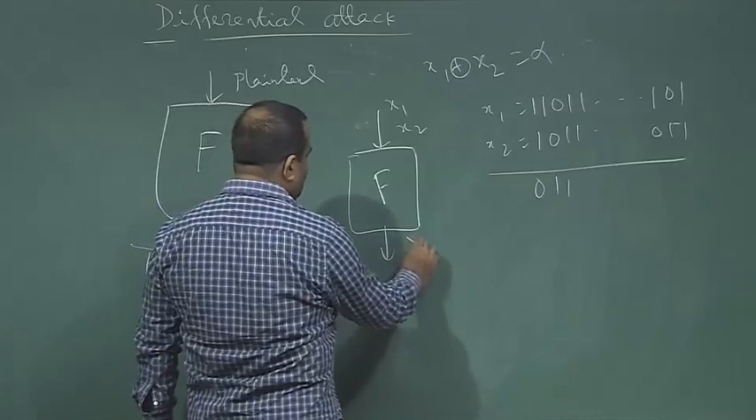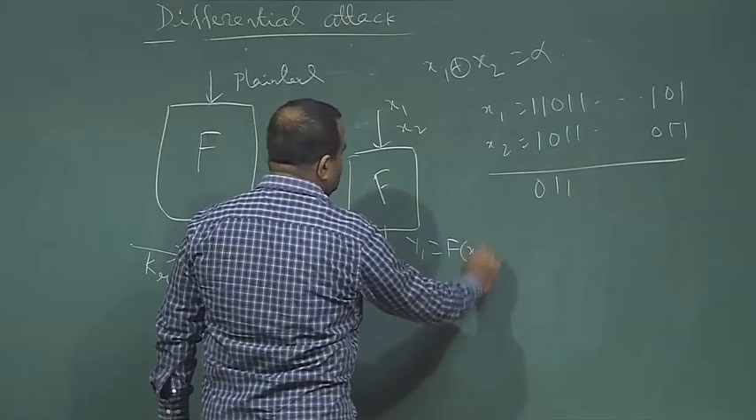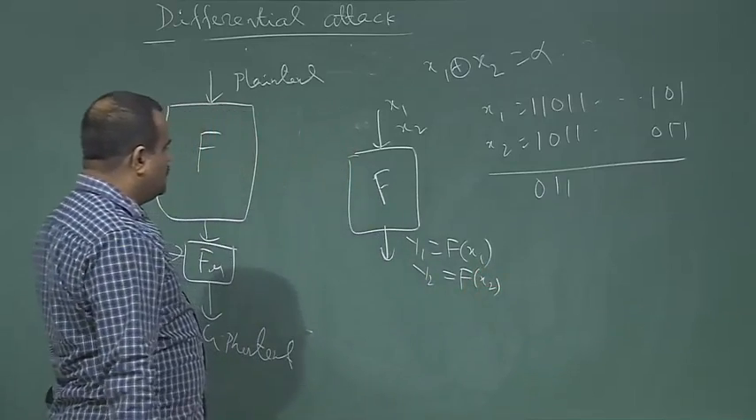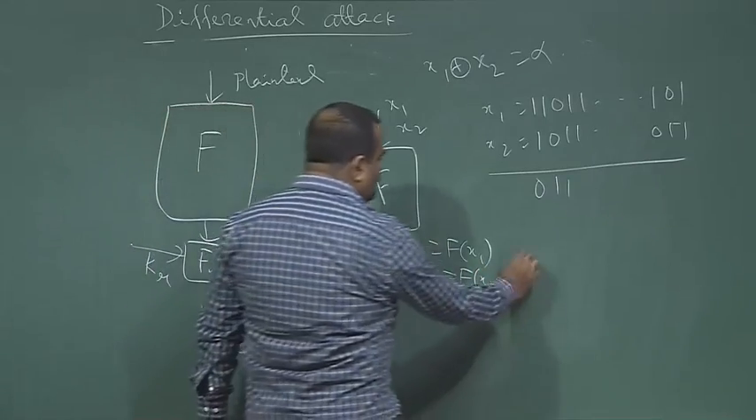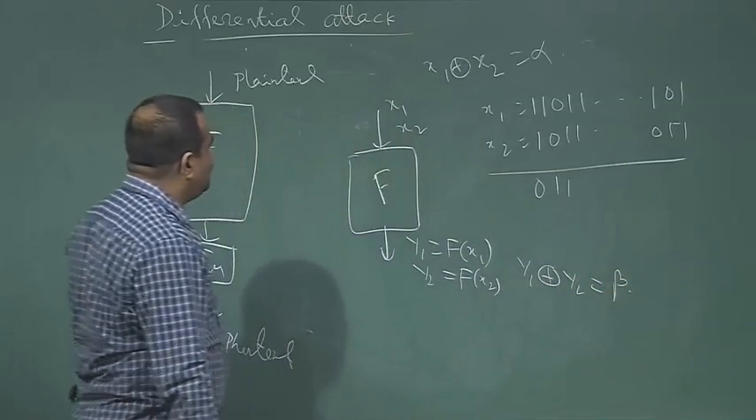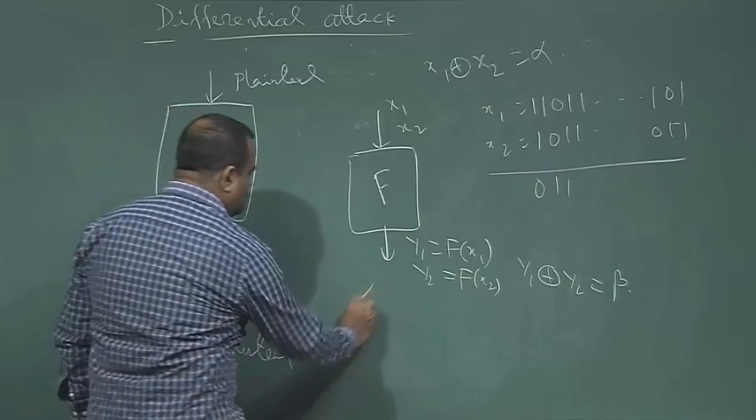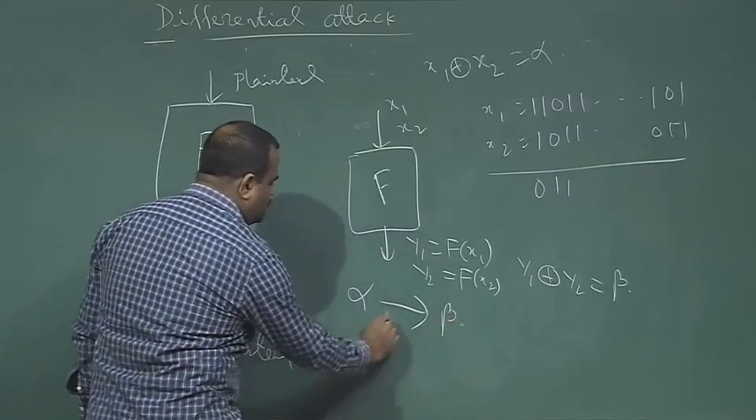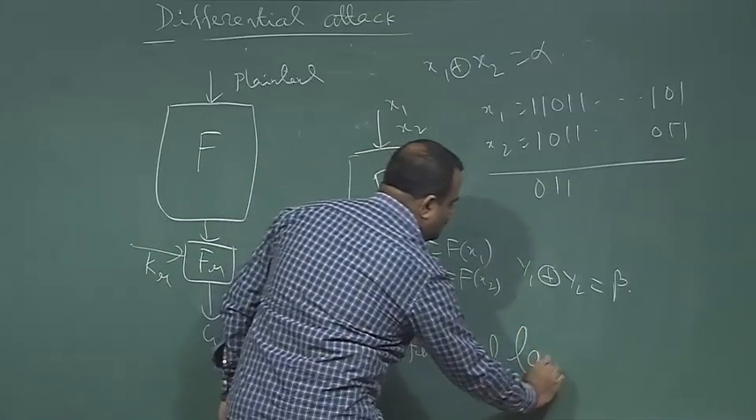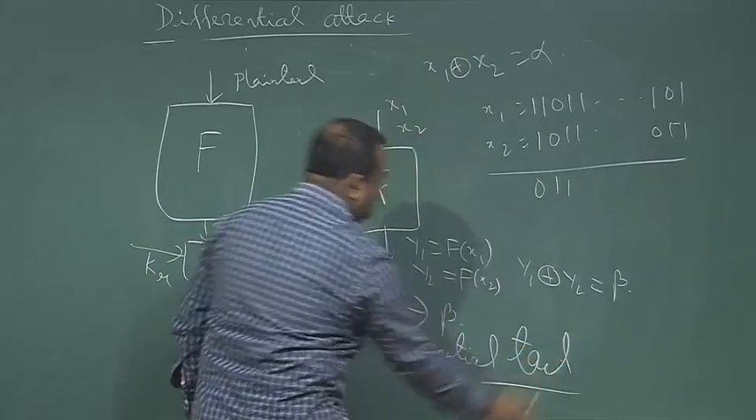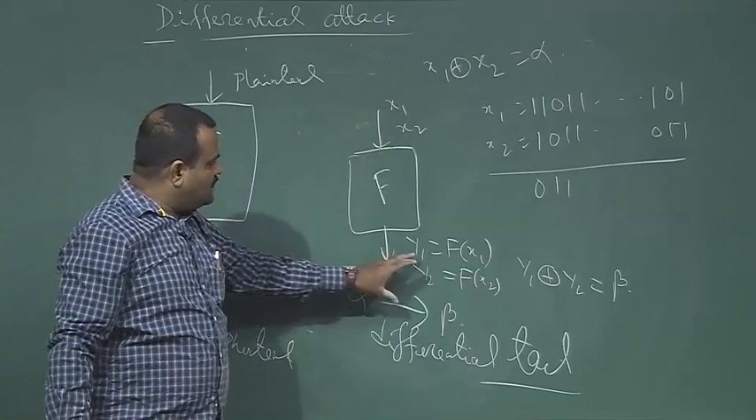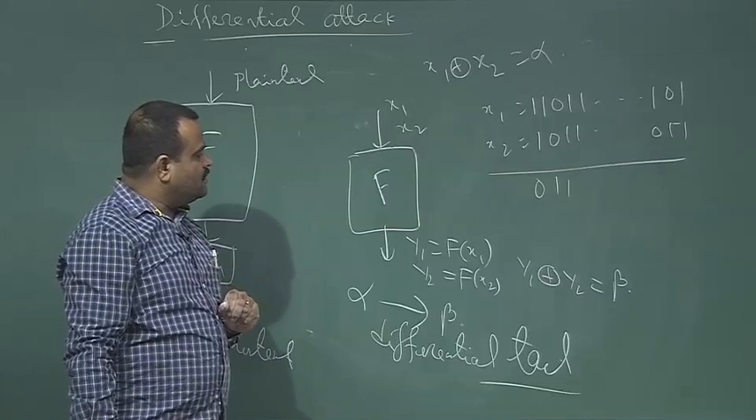So y1 is f of x1 and y2 is f of x2. We just do the XOR, and if it is beta, then we say alpha is going to beta. This is called a differential tail. We say alpha is going to beta. That means if the input difference is alpha, then we are getting the output difference beta.